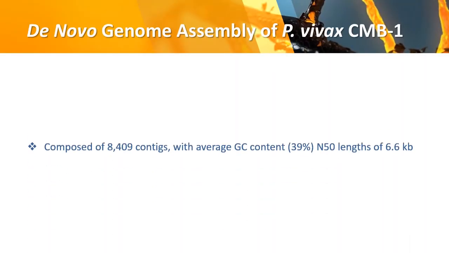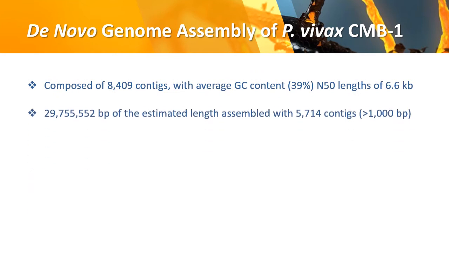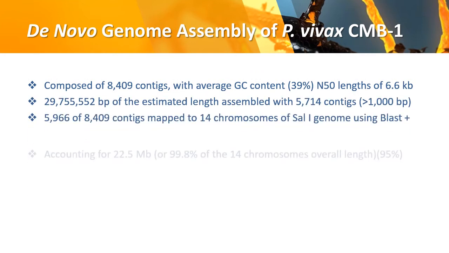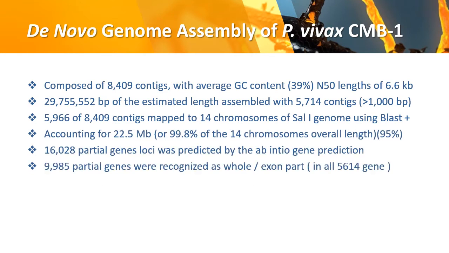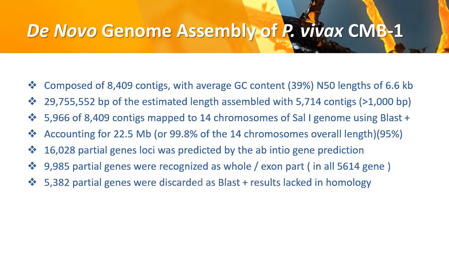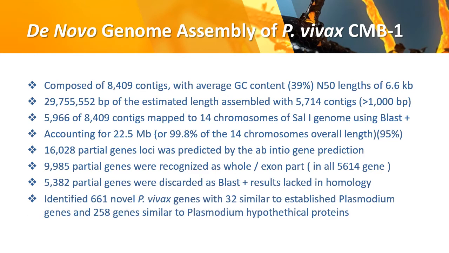De novo genome assembly of Plasmodium vivax CMB1 composed of 8,400 contigs with an average GC content of 39%, and 29 billion estimated length, assembled with 5,700 contigs. 5,966 contigs are mapped to 14 chromosomes of the Salvador 1 genome using BLAST+. They account for 99.8% of the 14 chromosomes, an overall length of 95%. Ab initio gene prediction was the method used to predict the partial gene loci, and they identified 661 novel PVAX genes, with 32 similar to established and 258 similar to hypothetical proteins.